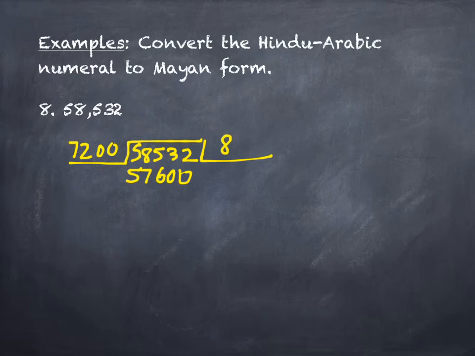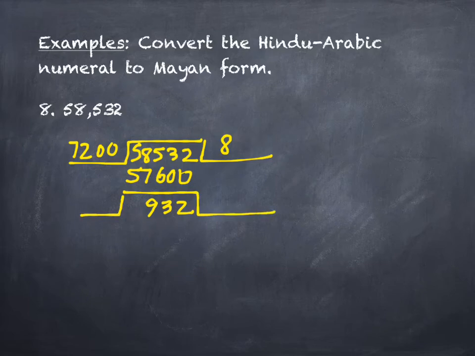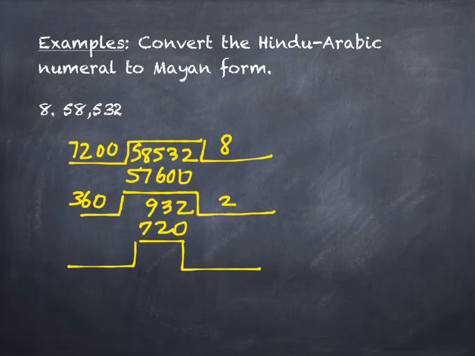All right, subtract. What's 58,532 minus 57,600? Say it louder for me, Alex. 932. All right, so what is our next place value? 360. So let's divide by 360. How many times does 360 go into 932? Twice, okay. And then 2 times 360 is 720. And we subtract. 212.